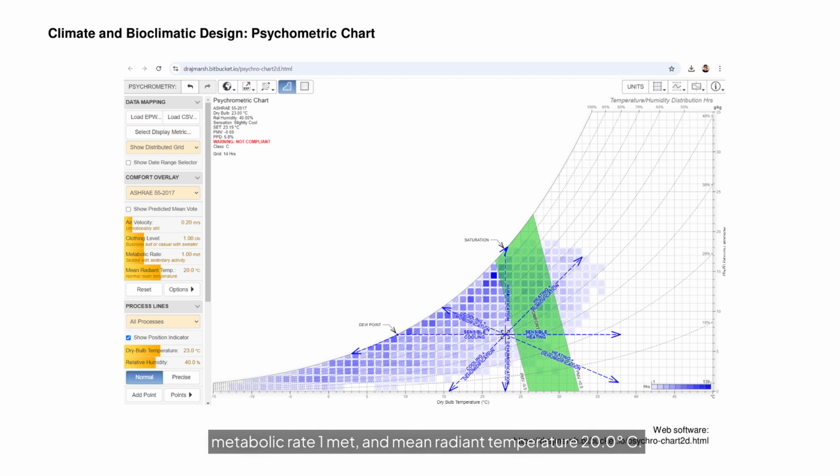The reference data point at 23 degrees Celsius dry bulb and 40% relative humidity lies near this green zone but slightly outside it, as indicated by the red not compliant warning on the top left corner. This means the condition is marginally too cool according to the standard's criteria. More specifically, under these conditions, the predicted mean vote, PMV, indicates a slightly cool thermal sensation. In other words, the average person would feel just a bit cooler than neutral.